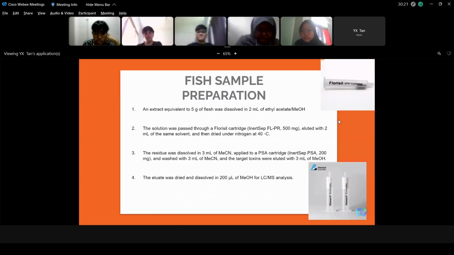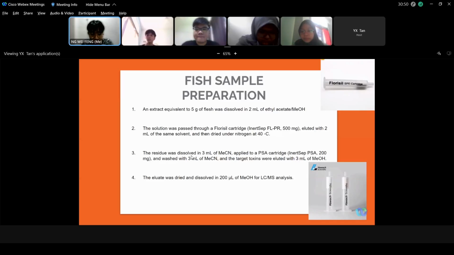So next is fish sample preparation. We will prepare it into a solution for LC-MS analysis. For the first stage, an extract of 5 grams of fish was dissolved in 2 ml of ethyl acetate. Then the solution was passed through a Florisil cartridge, which is this one, and eluted with 2 ml of the same solvent and then dried under nitrogen at 40 degrees Celsius.